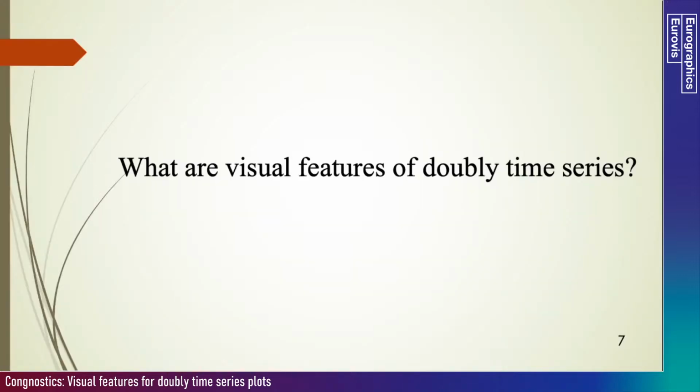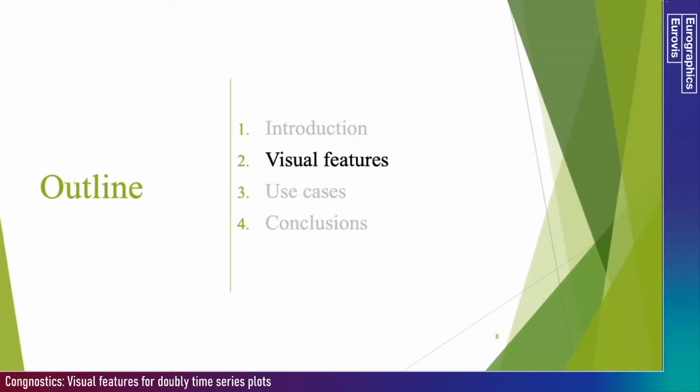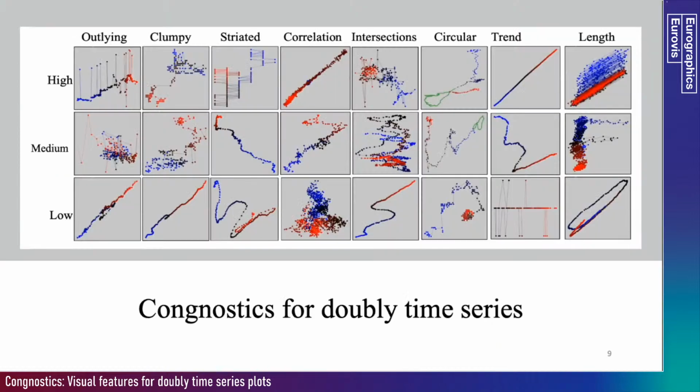So, what are visual features of the time series? To answer the question, I will move to the next part of the presentation. We report a set of 8 visual features for the time series, namely outlying that indicates the existence of outliers, clumpy that indicates clusters, striated that measures the long thin lines in the plot, correlation that detects variables that have correlated changes, intersection that scores the number of crossings in the plot, circular that extracts loops in the plot, trend that points out the trend in the doubly time series, and finally length, the mean length of the doubly time series.